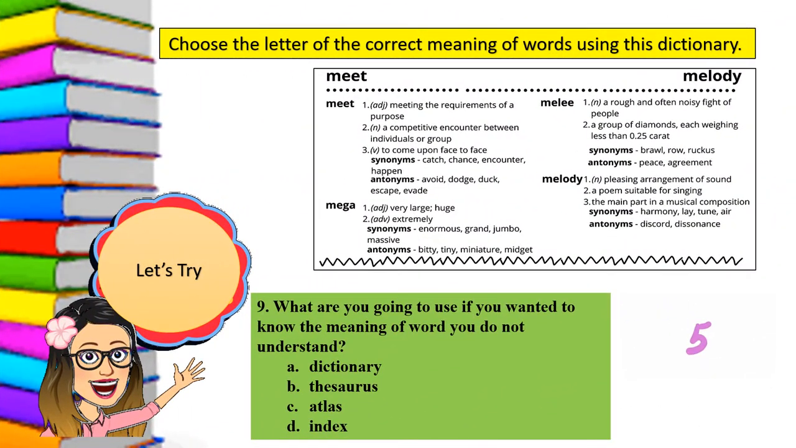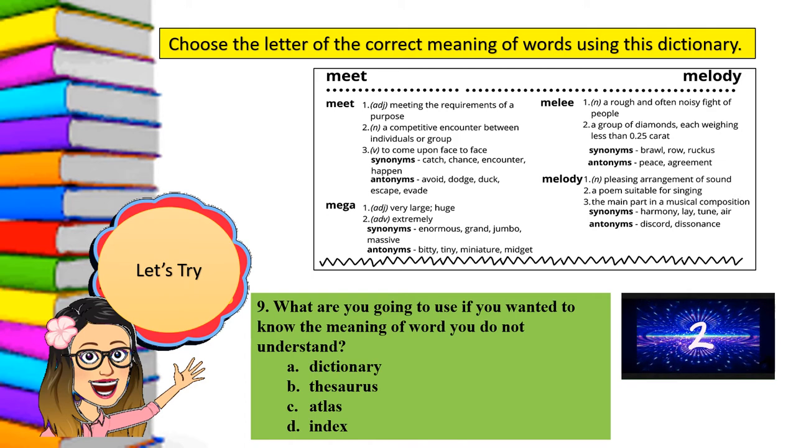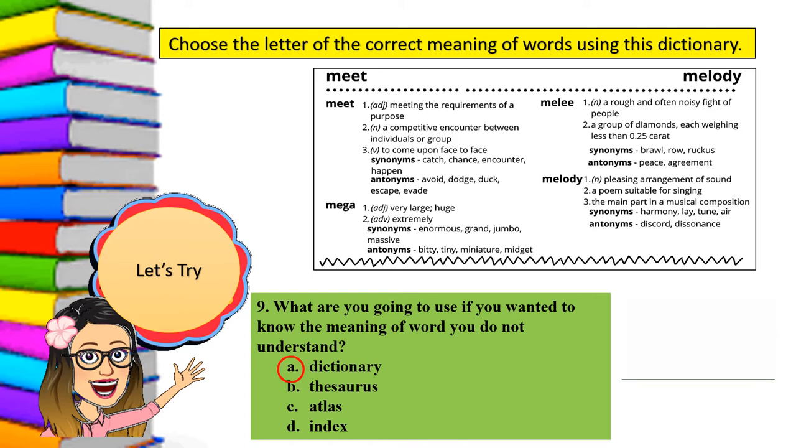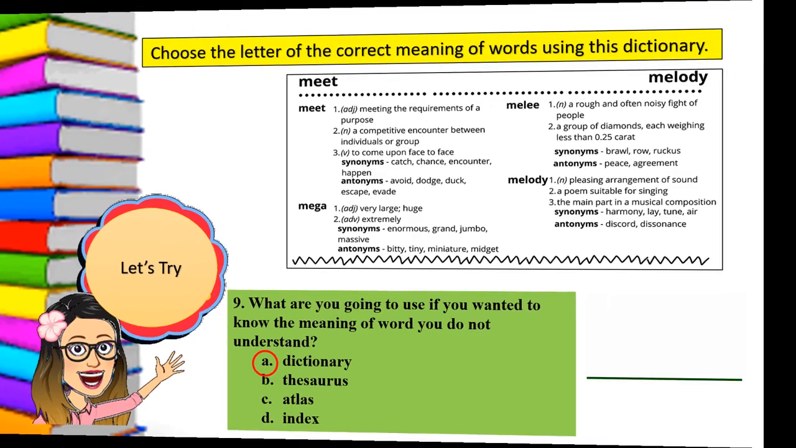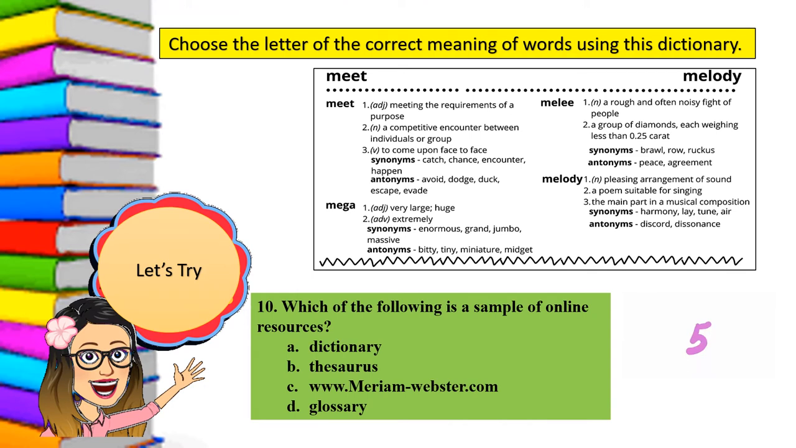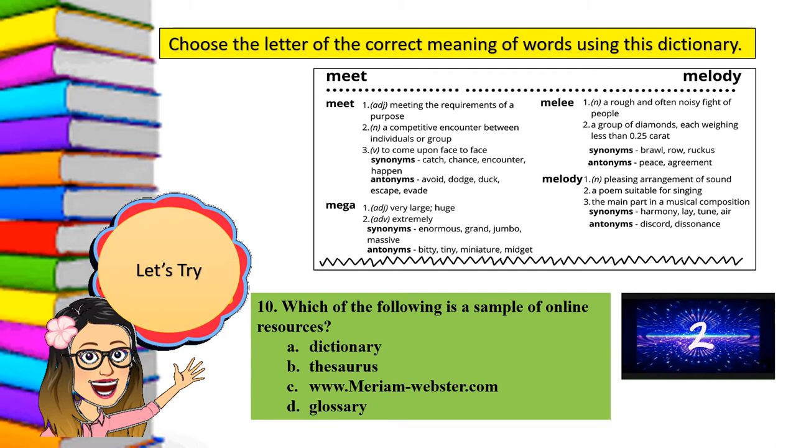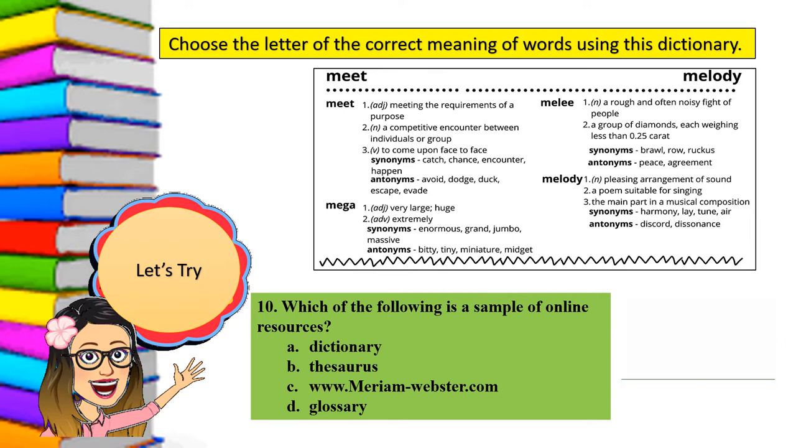And 9. What are you going to use if you wanted to know the meaning of a word you don't understand? A. Dictionary. B. Thesaurus. C. Atlas. D. Index. Okay, it's dictionary. Number 10. Which of the following is a sample of online resources? A. Dictionary. B. Thesaurus. C. www.merriam-webster.com. D. Glossary. The answer is 10.